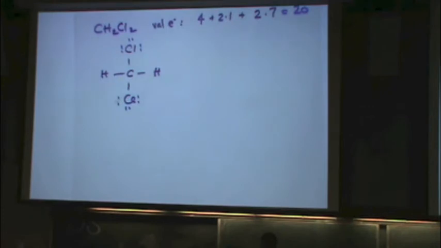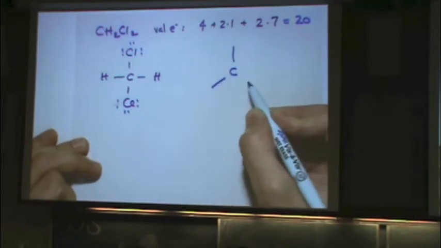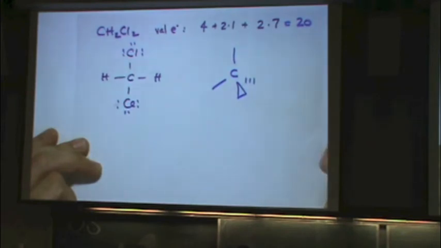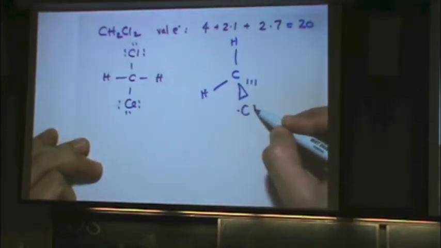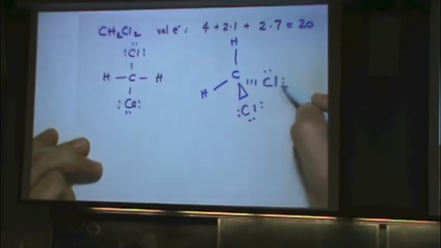What shape would this one be? This is tetrahedral. So I need to draw this tetrahedral. There's my template for tetrahedral. Four atoms on. There we go.